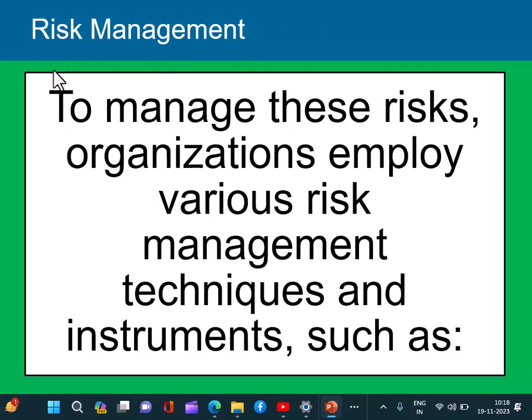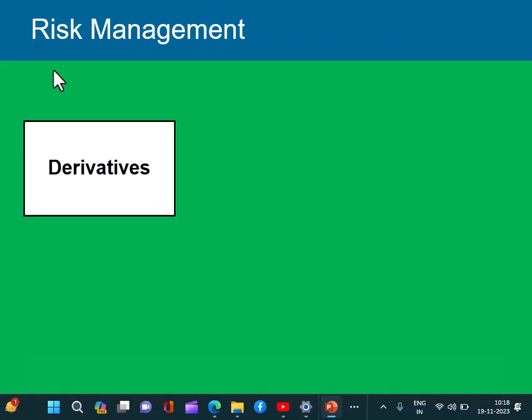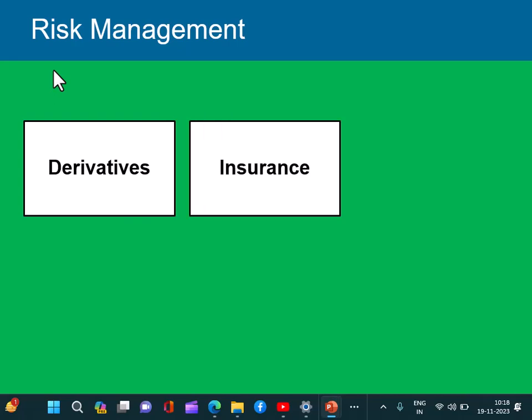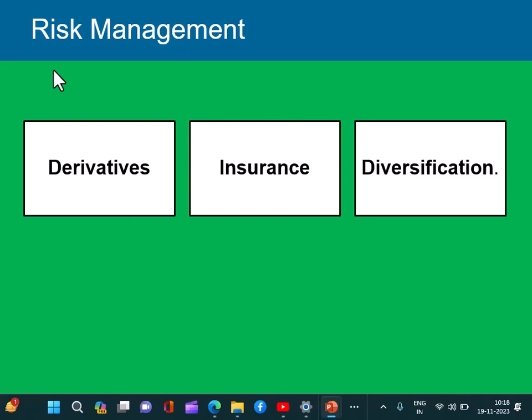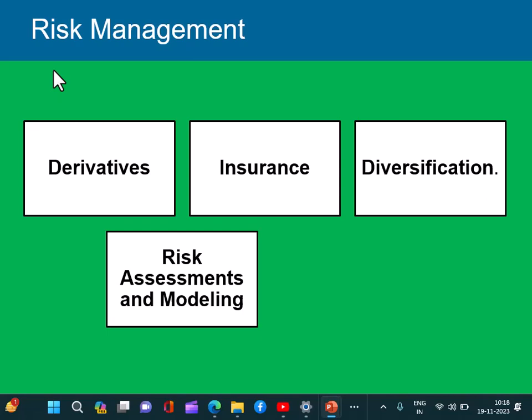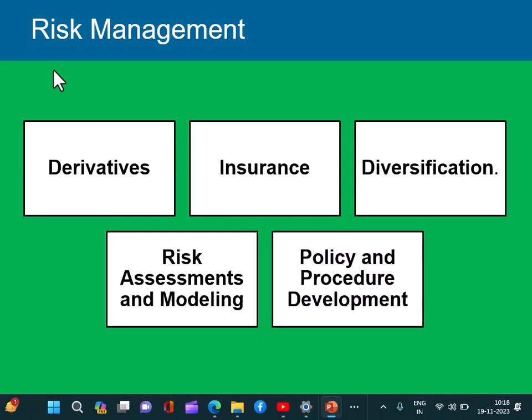To manage these risks, organizations employ various risk management techniques and instruments such as derivatives. So we are going to understand derivatives. And insurance, we can insure our products. Diversification, as we have seen in the example of Reliance. Risk assessment and modeling. And policy and procedure: you make a policy, you make a strategy for how you're going to counter those kinds of risks. Like, for example, a company like SRF.